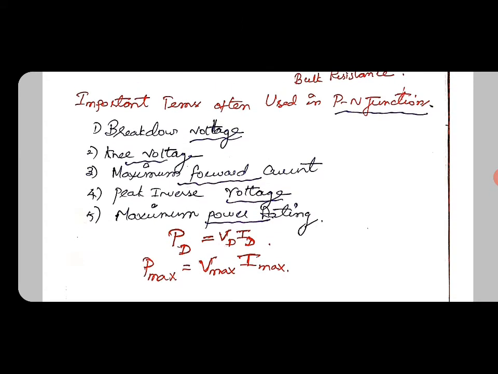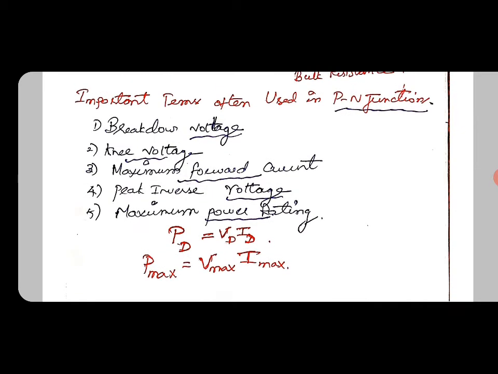Then the maximum power rating is the maximum power that can be dissipated at the junction without any damage to it. Power dissipation of the diode can be computed in the same way. It is equal to the product of diode voltage and diode current: PD equals VD times ID, where VD is the diode voltage and ID is the diode current.